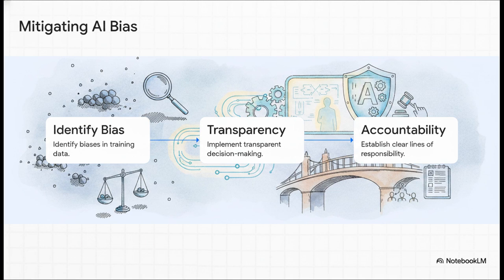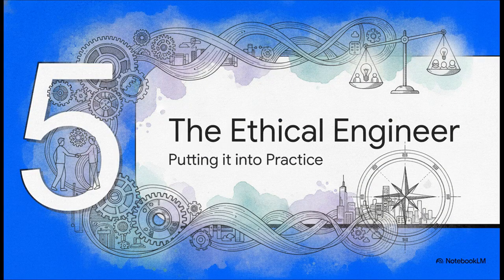Ethical engineering requires proactive action. Here are the practical steps developers absolutely must take. Step 1. Actively identify biases in your training data before you even train your model. Step 2. Implement transparent decision-making processes. Basically, if your AI makes a decision, a human needs to be able to understand how it got there. And Step 3. Establish clear lines of accountability for the system's consequences. If the AI makes a discriminatory error, there has to be a mechanism in place to address it and take real responsibility. And that brings us to our final section, Section 5, the ethical engineer.